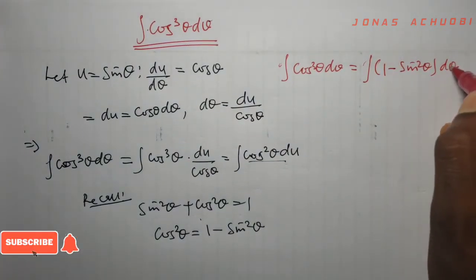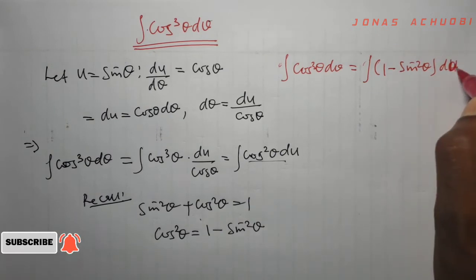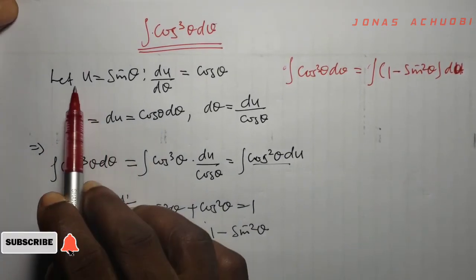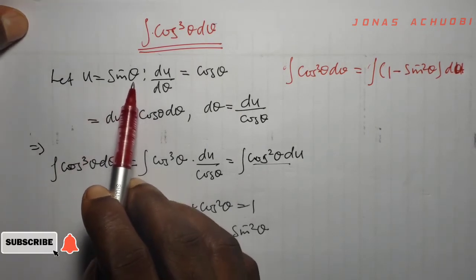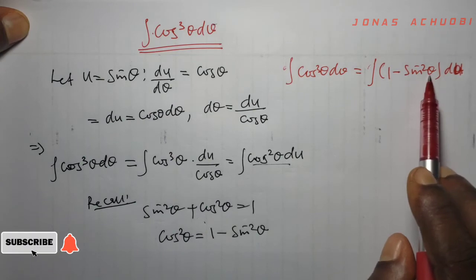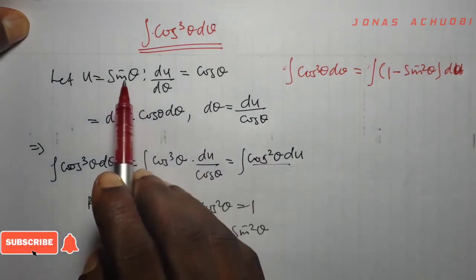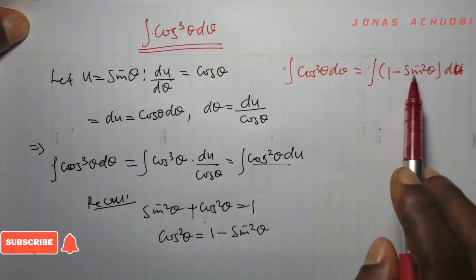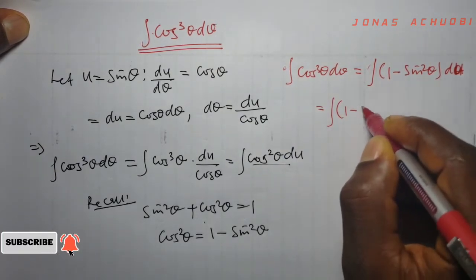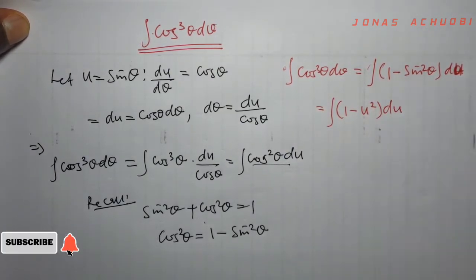du. However, we had said here that let u be sin theta. So if u is sin theta, you would expect that sin squared theta should be u squared, since sin theta is u. So sin squared theta should be u squared. So this implies that we have the integral of 1 minus u squared du.